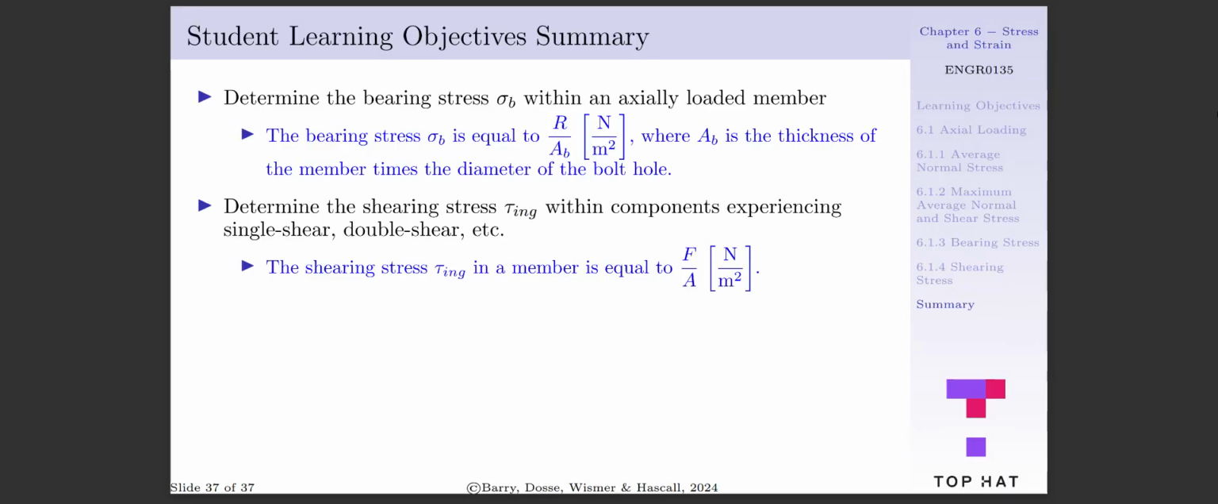To determine the shearing stress, we divide the force by the shearing area, and this also has units of newtons per meter squared. The biggest takeaway from this lecture should be that the stress in a member can be determined by first finding the force applied and then finding the area this force is applied to.